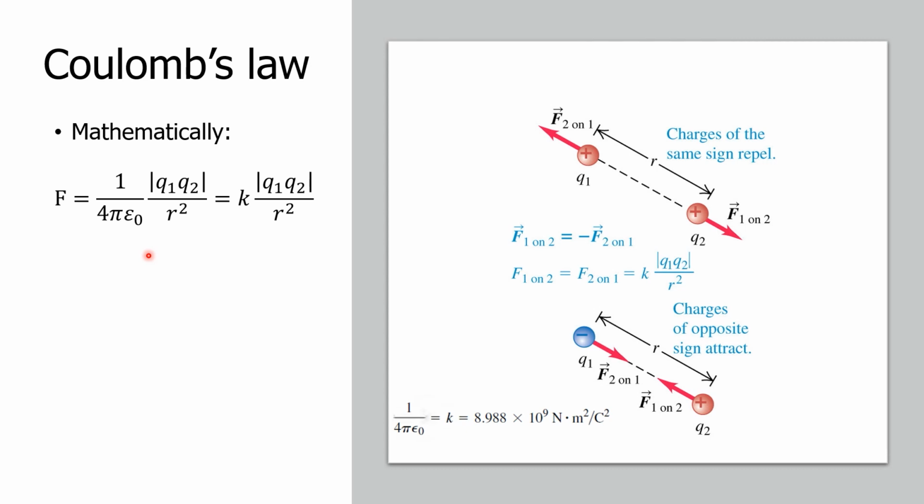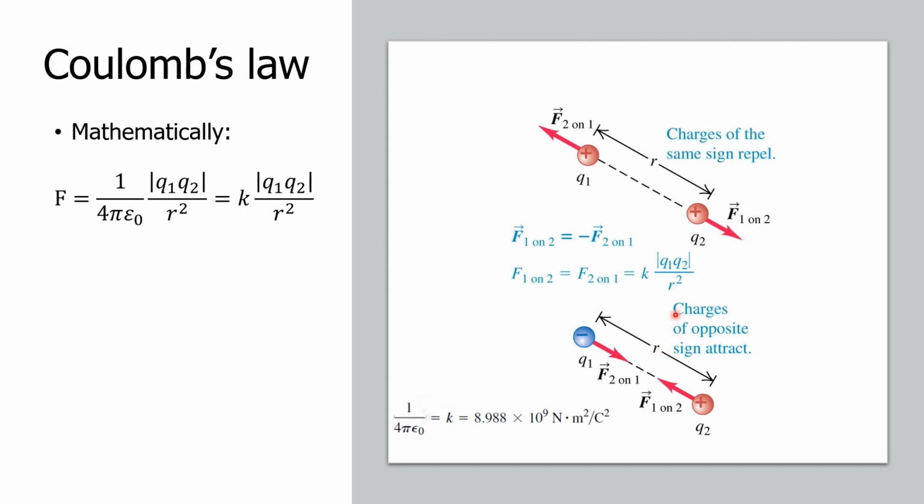Take note here of the absolute value bars. They are used because the charges q1 and q2 can be either positive or negative. If you remember from your Physics 1, the magnitude of force is always positive. But you have also learned in Physics 1 that force is a vector quantity, meaning it has a direction.